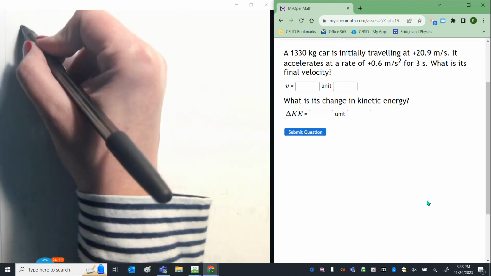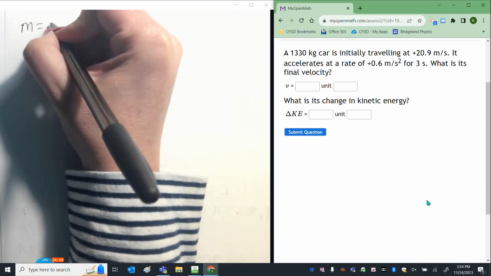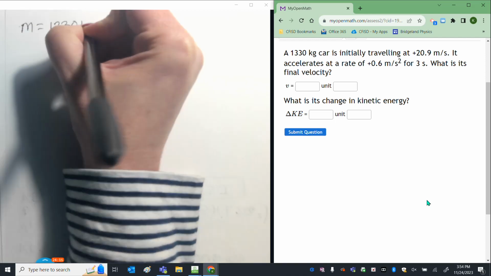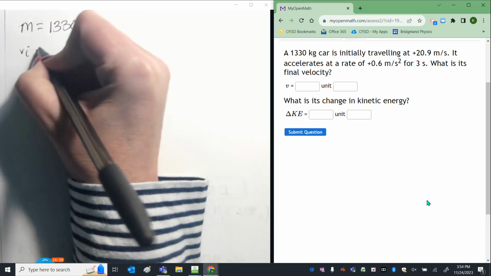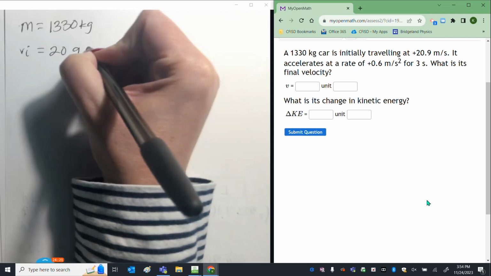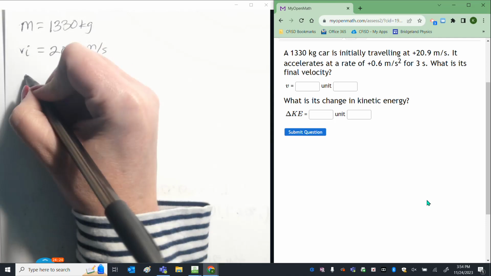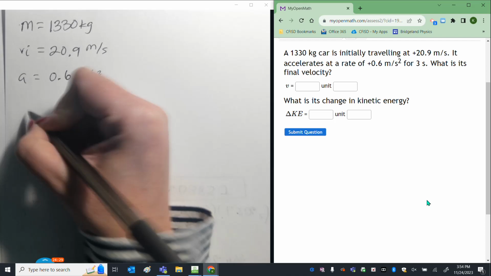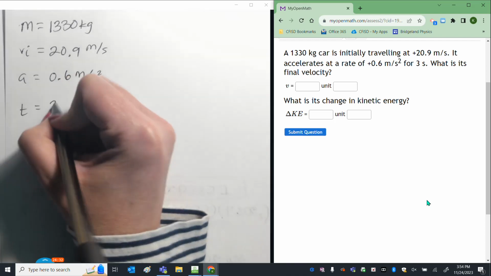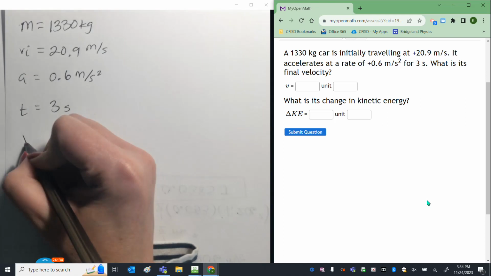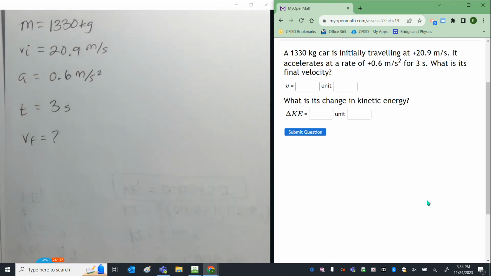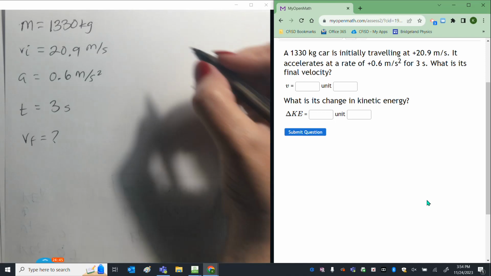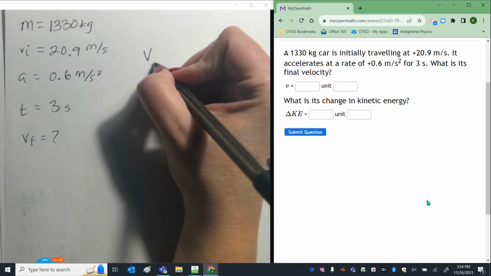So again, let's label everything we can. We have a mass, 1330. We have an initial velocity, 20.9. We have an acceleration, 0.6. We have a time, 3. And we're looking for VF. So again, looking at this, I don't see anything I can use from our current unit, but I do see something I can use from unit 2.